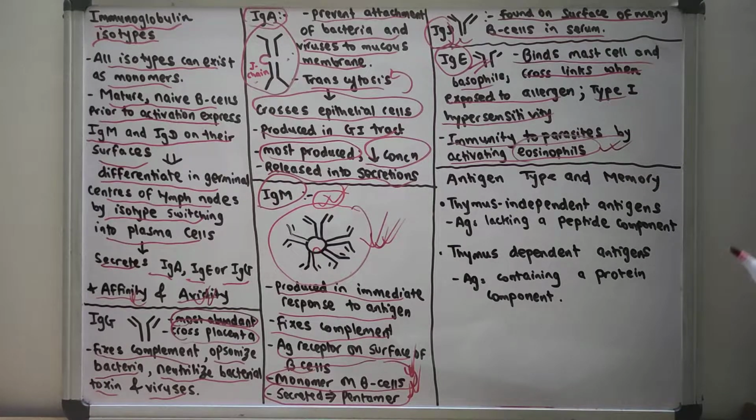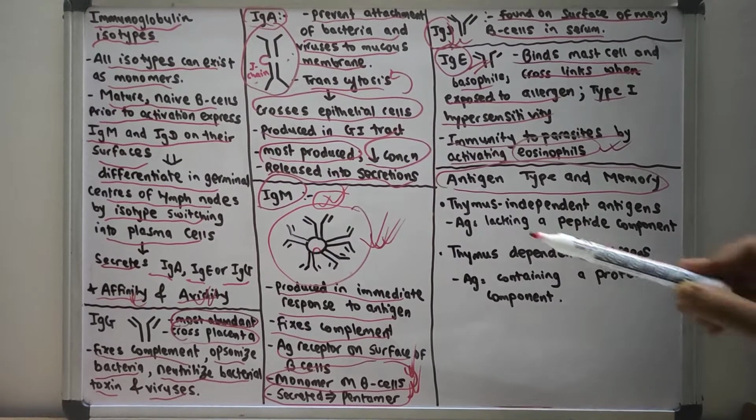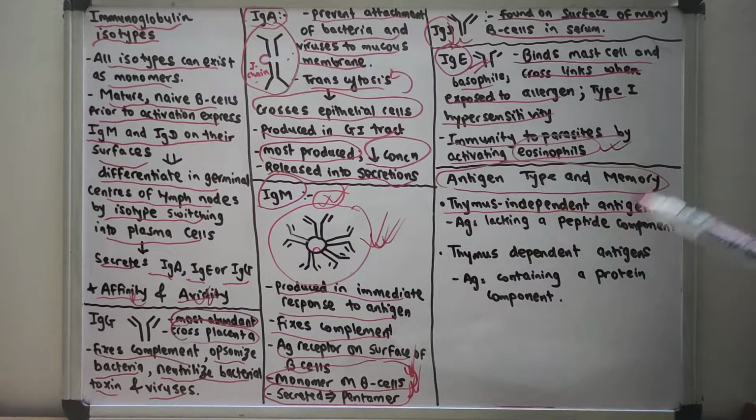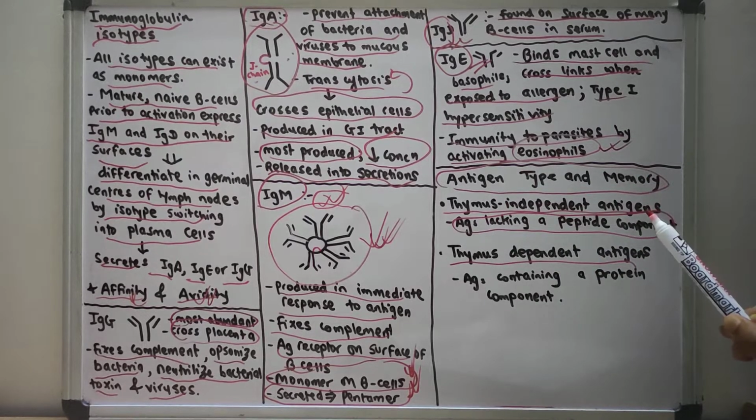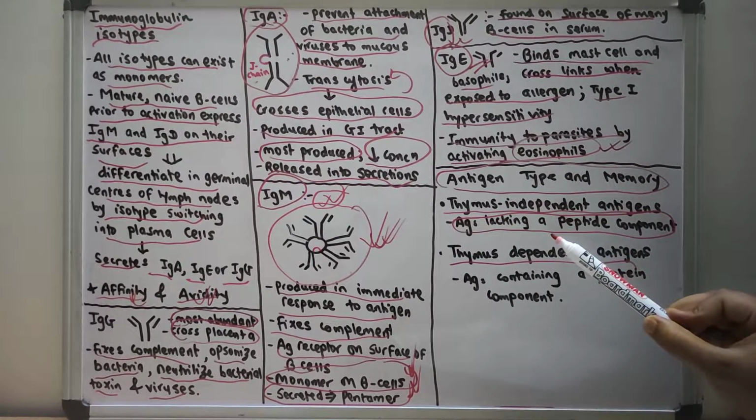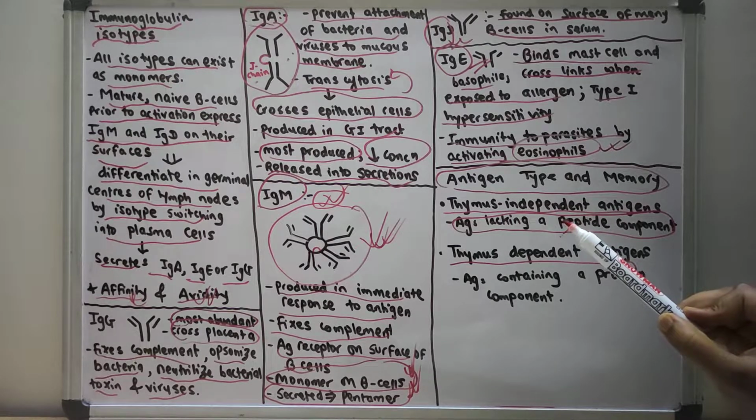Now let us talk about antigen type and memory. You have to know that there are two types of antigen: one is thymus independent antigen and another is thymus dependent antigen. Thymus independent antigens are those antigens that lack the peptide component. For example, lipopolysaccharides from gram-negative bacteria.